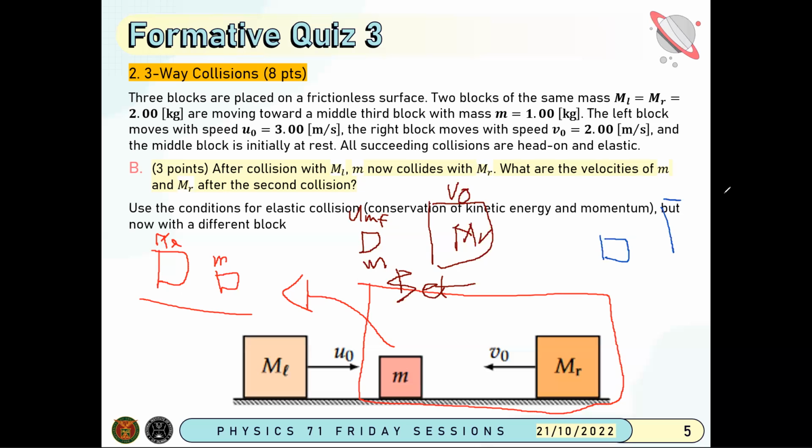After ng collision, si MR magkakaroon siya ng VF. Si small mass, magkakaroon siya ngayon ng UMF. Sabihin na natin prime, or second, yan yung ibang initial momentum. So, this is U prime. So, U prime M. Okay, so gets ba yun? Yung initial state ngayon ni M is yung final state niya sa letter A. Kasi nag-collide muna sila and then magko-collide kay MR.